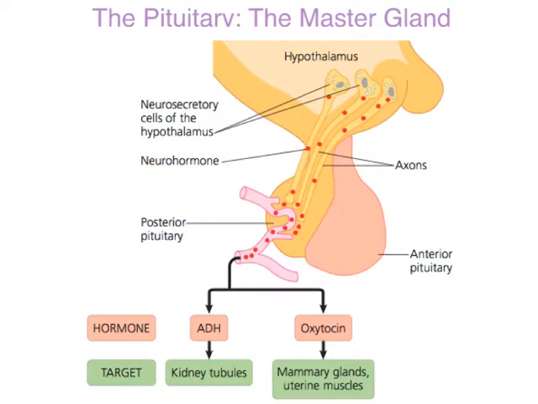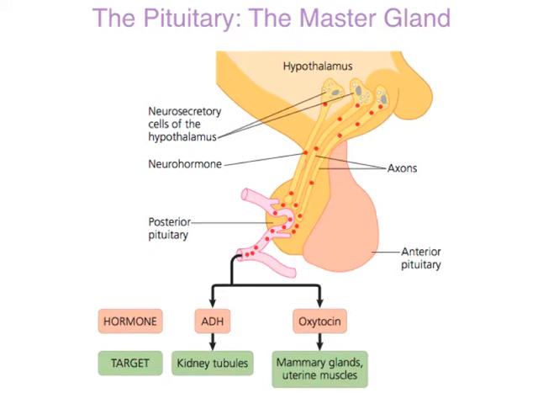Welcome to Monobiology. Today we're going to look at the pituitary, which is also known as the master gland. Now, before we get into what the master gland means, we have to go over a couple of terms, and you'll see these also in your textbook.